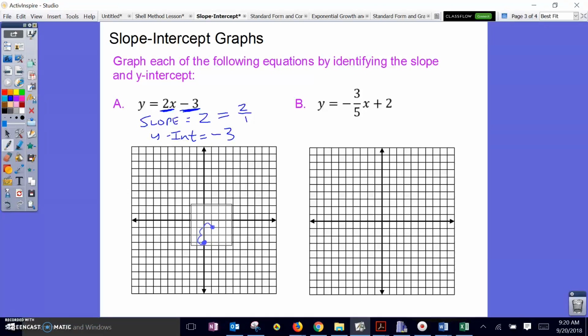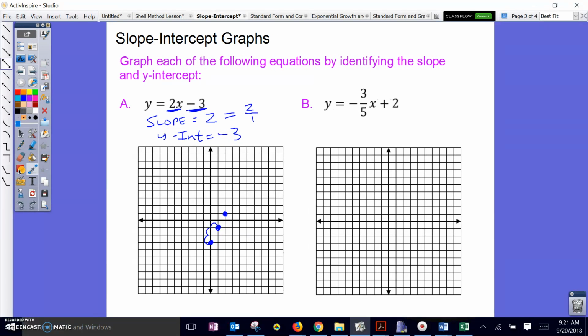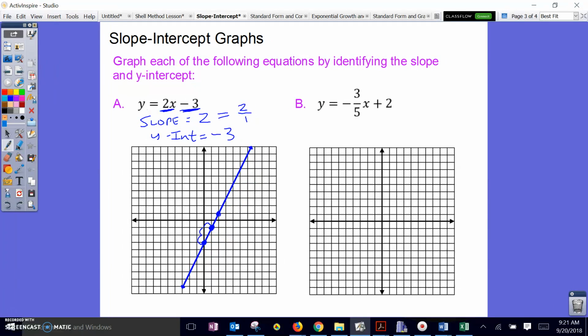So we need a point right here. And we'll do that again, go up 2 and over 1, plot another point, and then I will draw in the line that goes through these points using the ruler. And there's my graph of y equals 2x minus 3. Alright, here we go again, part B. I identify the slope, negative 3/5. The y-intercept is positive 2.